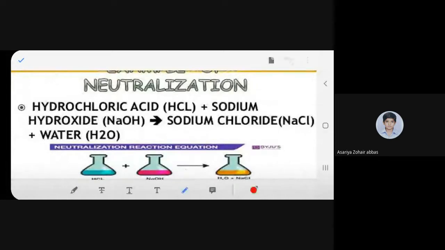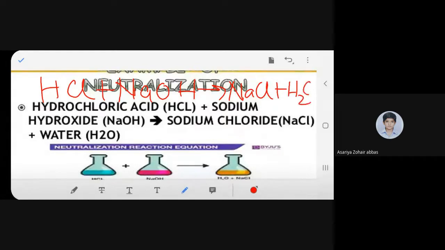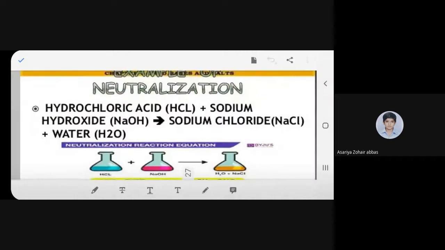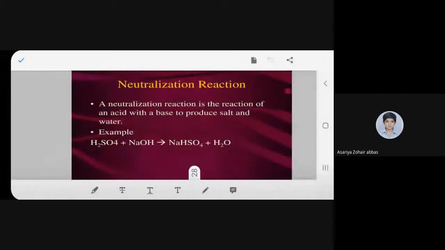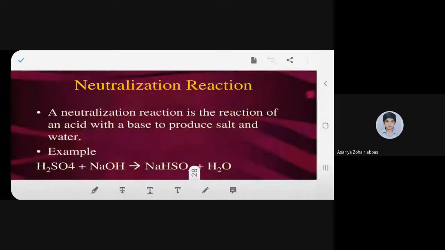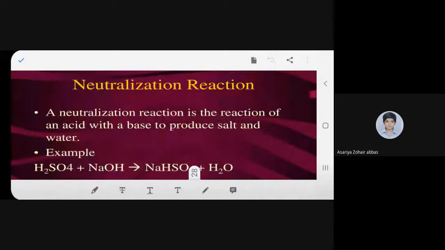All you have to write down is HCl plus NaOH gives sodium chloride, NaCl, plus water. Is this clear? Now start learning all these formulae. It will be easy for you next time. It's not sodium chlorine, it is sodium chloride. Say it again. Sodium chloride.